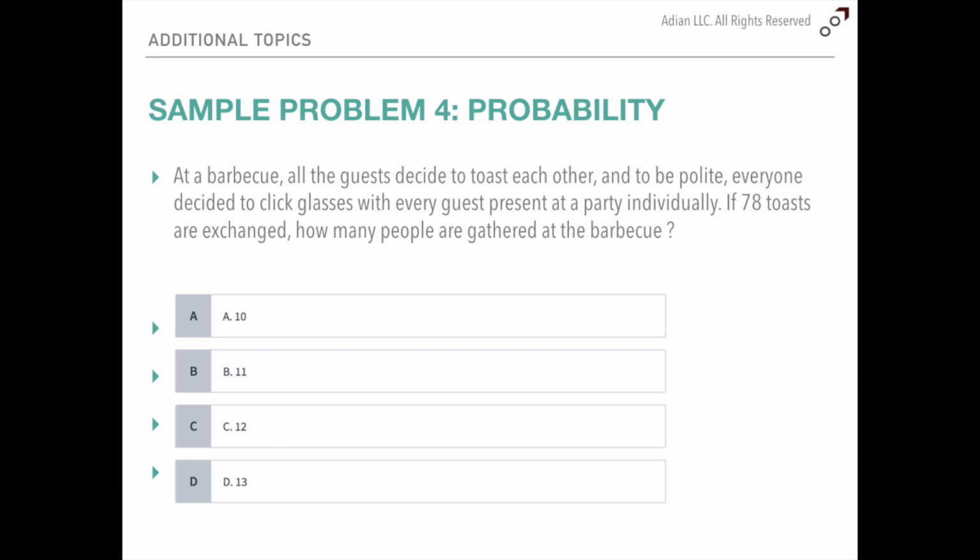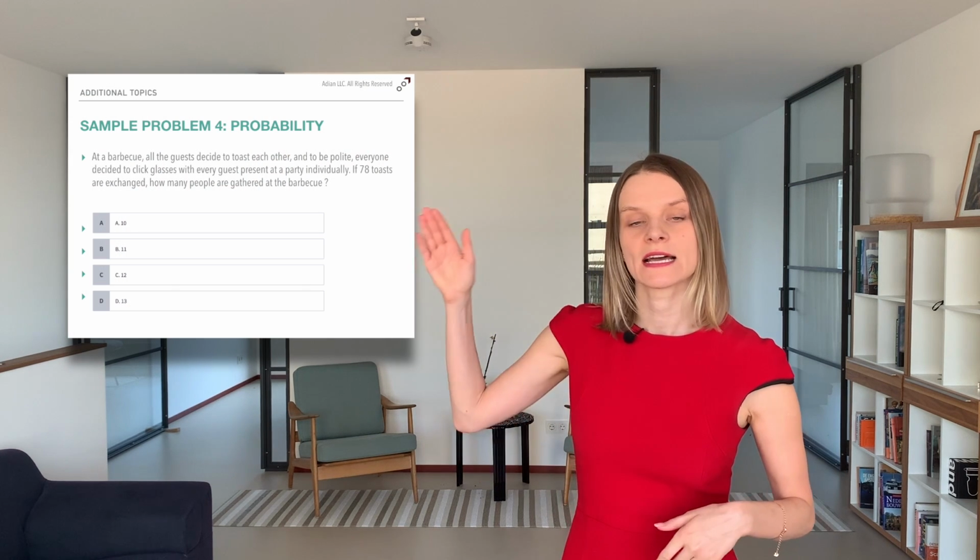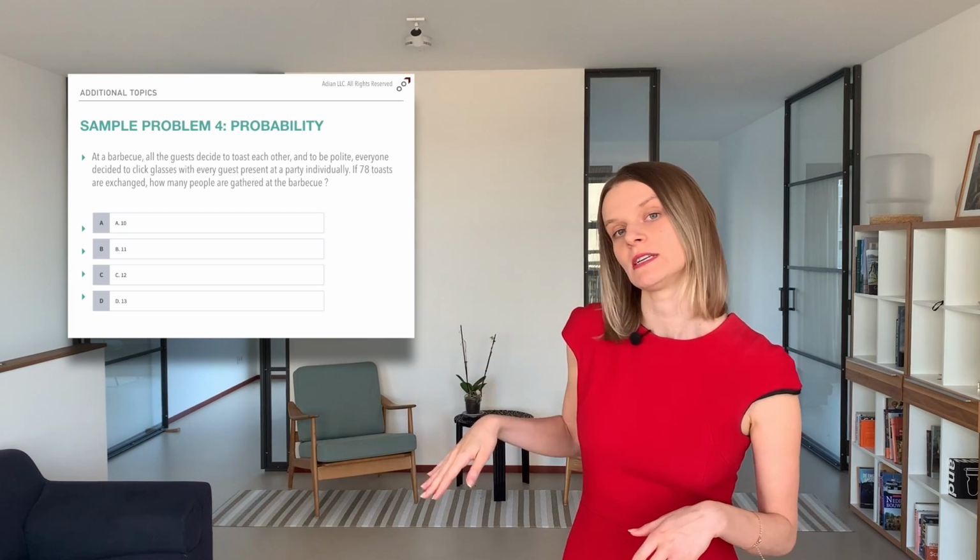Sample problem number 4. At a barbecue, all the guests decide to toast each other. And to be polite, everyone decides to clink glasses individually with each other guest present at the party. Now, if we have 78 clinks of the glasses that are exchanged, how many people are gathered at the barbecue? 10, 11, 12, or 13?